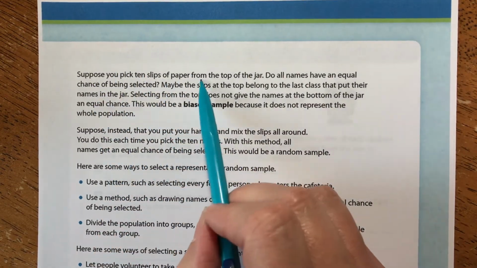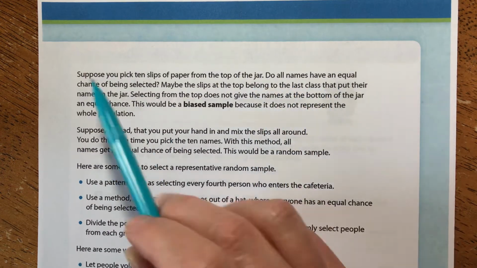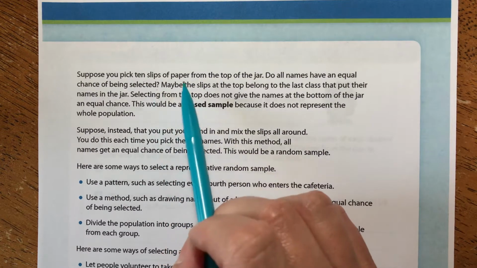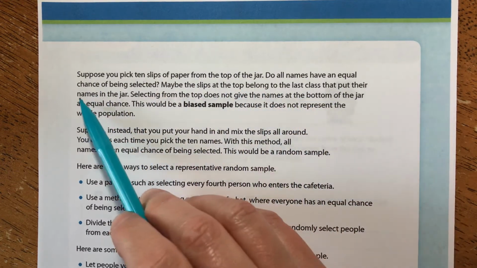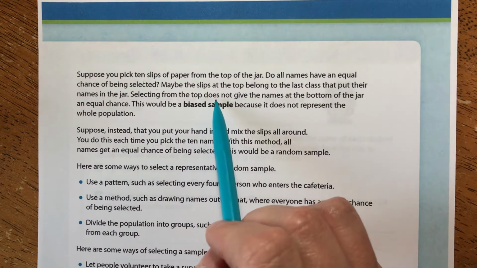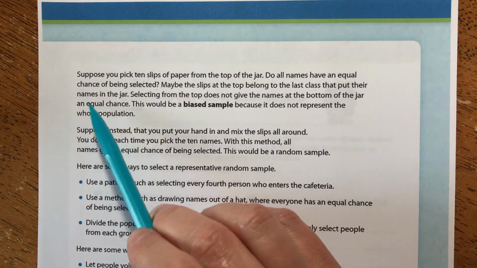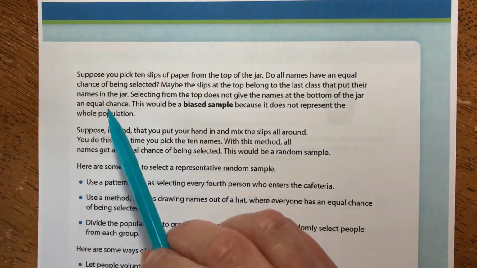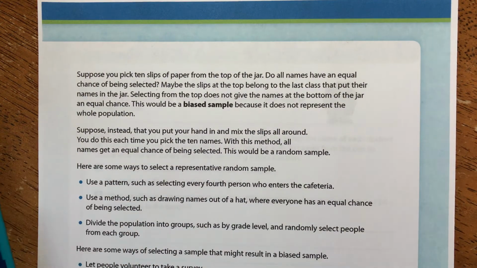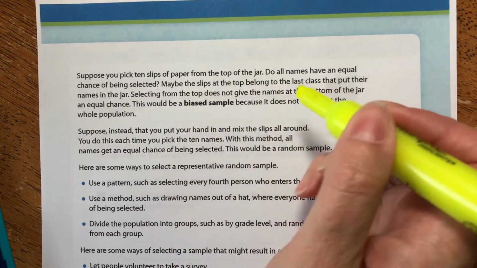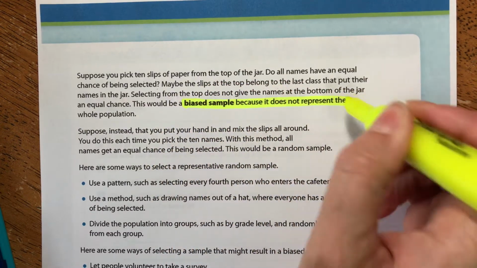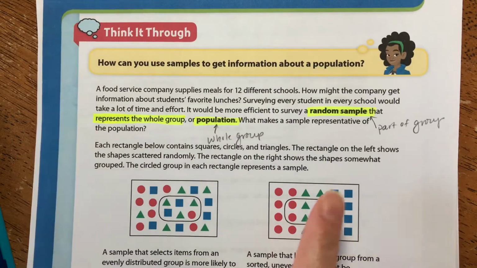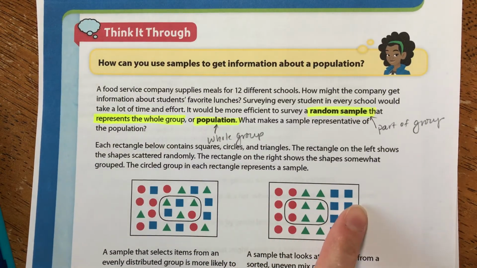Suppose you pick 10 slips of paper from the top of the jar. Do all the names have an equal chance of being selected? Well, no, right? If you're just picking from the top, maybe the slips at the top belong to the last class to put their names in the jar. Selecting from the top does not give the names at the bottom of the jar an equal chance, right? So that is a biased sample. It's a biased sample because it does not represent the whole population. It doesn't represent everything that's out there.